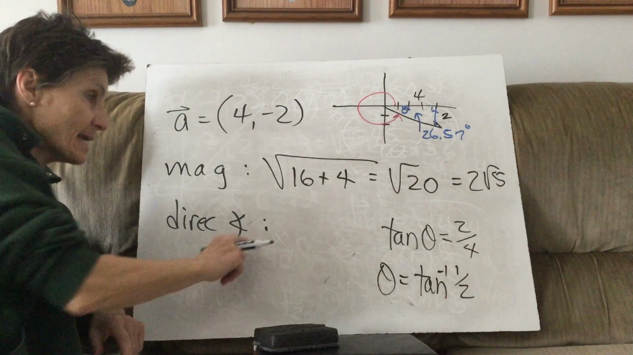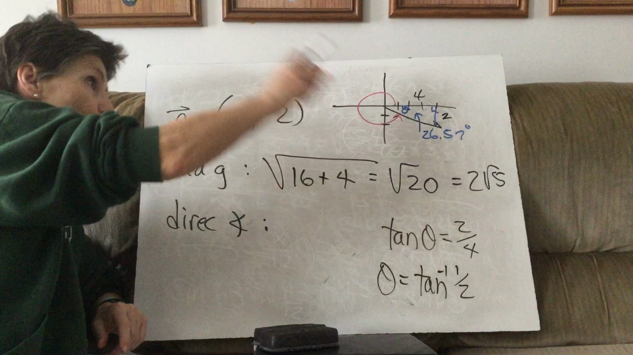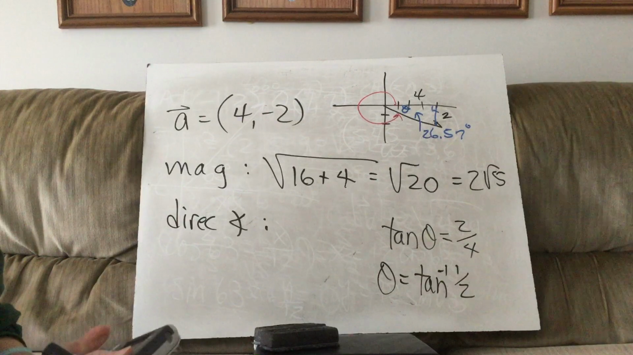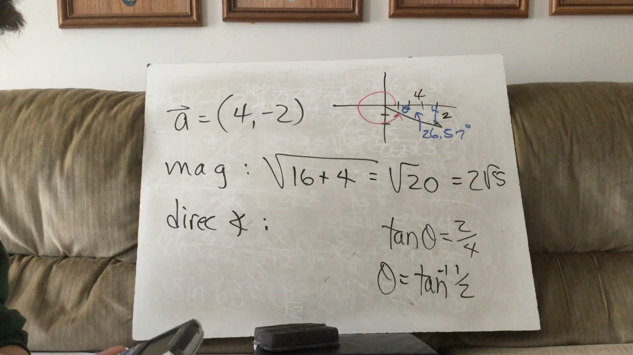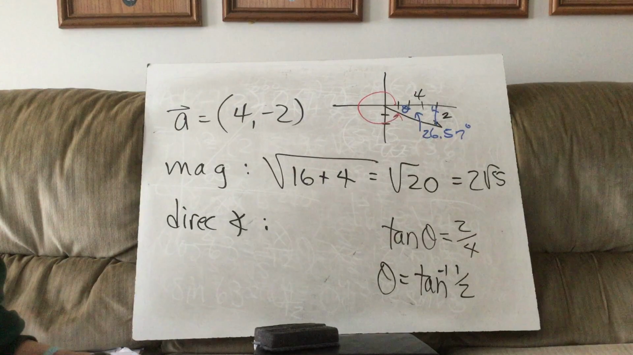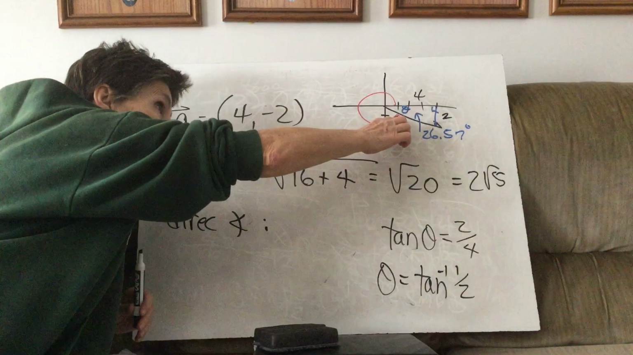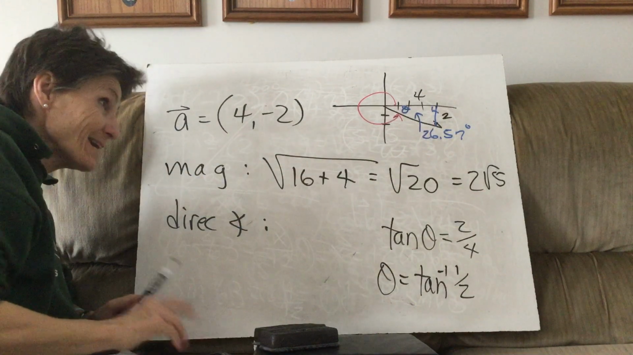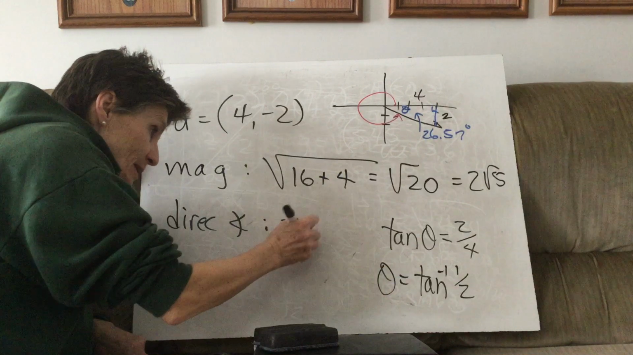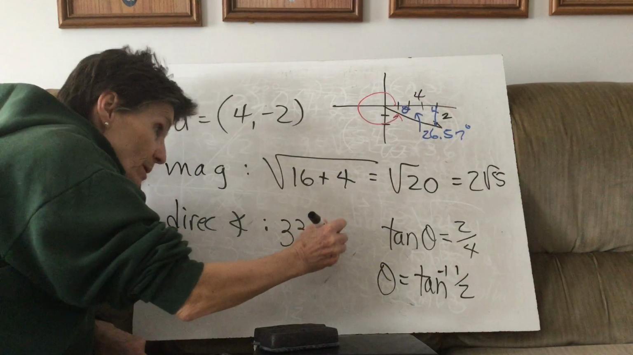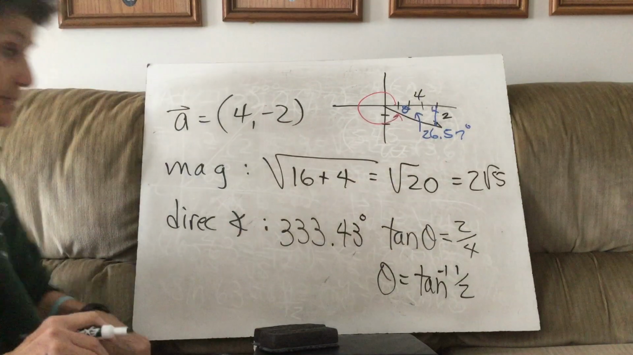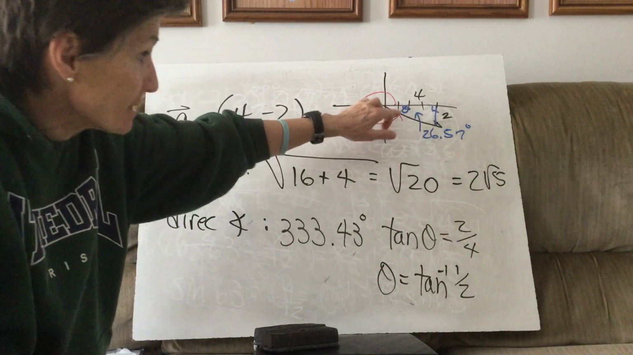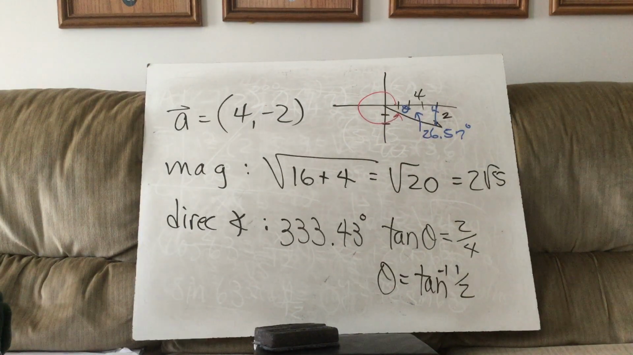Now don't put that down as the answer. The answer is the red angle. How are we going to figure out the red angle? Well, if we go all the way around the circle, it's 360. We didn't quite make it all the way around. We still had 26 to go. So we're going to do 360 minus 26.57, and your direction angle is 333.43 degrees. 360 minus 26.57.